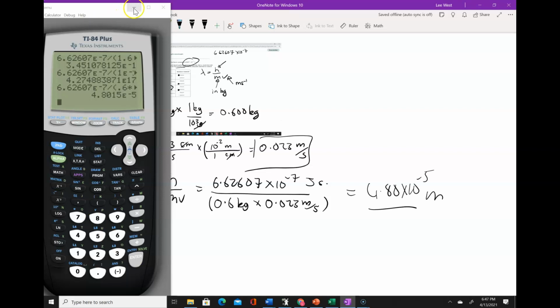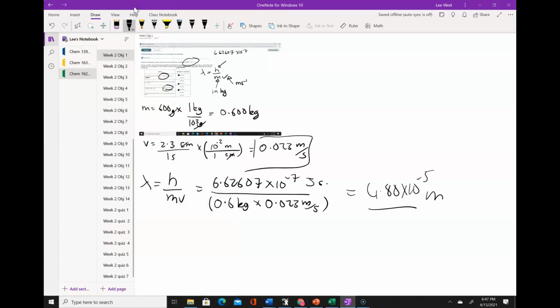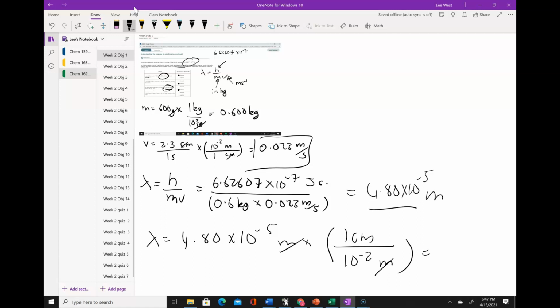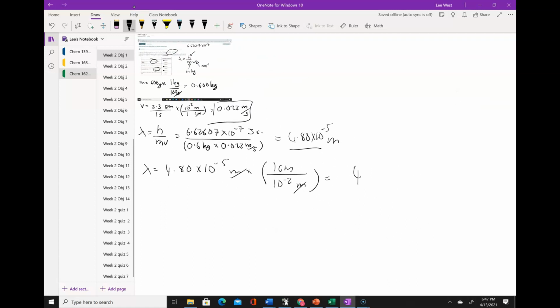Now we need to turn that into centimeters, right? So the wavelength is going to be 4.80 times 10 to the minus 5 meters, times 1 centimeter for every 10 to the minus 2 meters. So this is going to end up being 4.80 times 10 to the minus 3 centimeters.